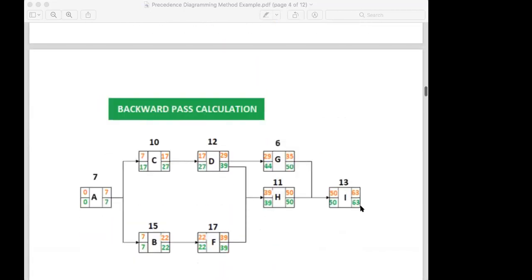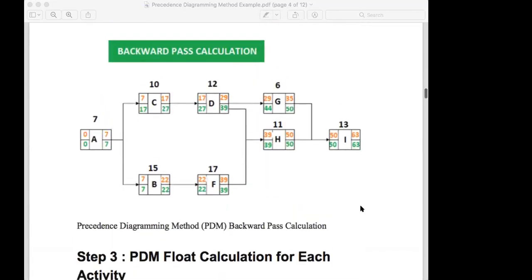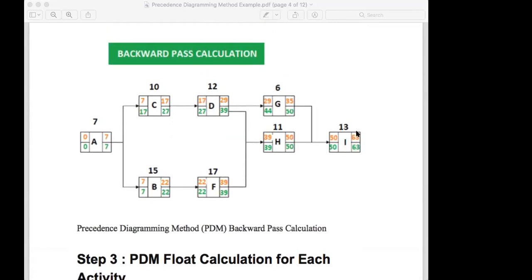So what is the backward one? This is the backward. You start at 63 here. Then it is 50 because it takes 13 days. So when it's 50, that means you have to finish by 50. So 50 minus 11, it has to be started at 39. So come here, 39. So it is finish 39.